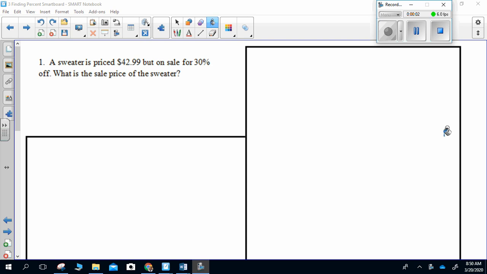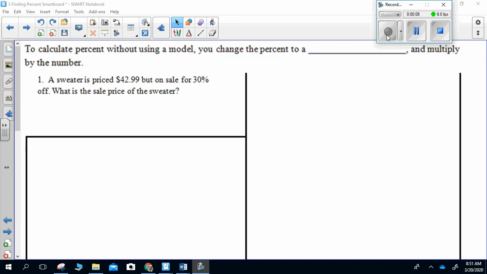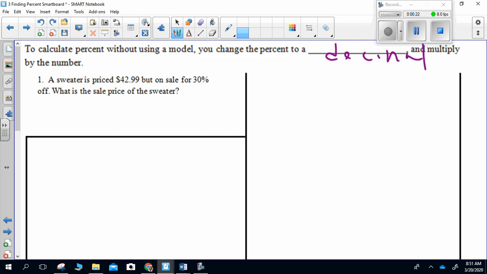Good morning. So now we're going to apply what we've learned about using the percent equation. You'll recall that to calculate a percent without using a model, you're going to change the percent to a decimal, and then multiply the number. So here we go. I've got 42.99, so that's my number.